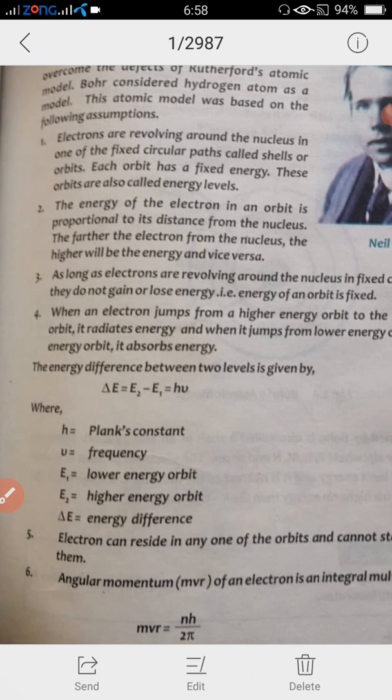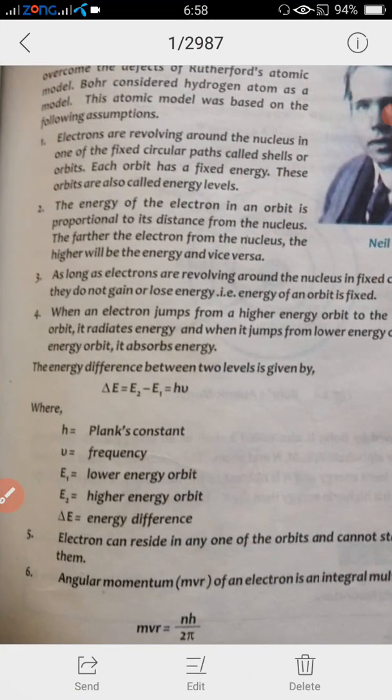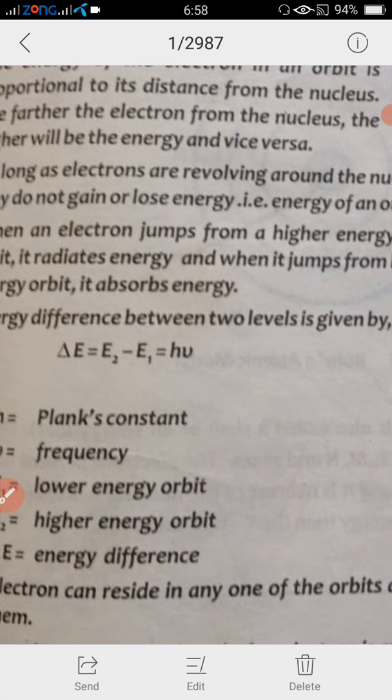is absorbed by the electron to move to the high energy level, and which amount of energy is released by the electron for moving to the lower energy level. So this equation is explaining the change in the energy. In this equation, E2 is a high energy level and E1 is a low energy level.